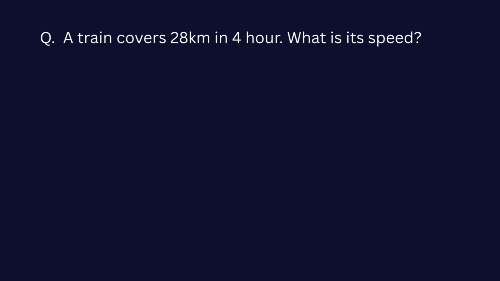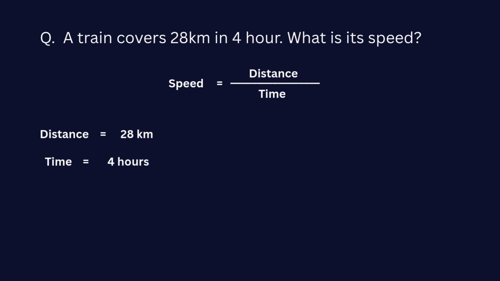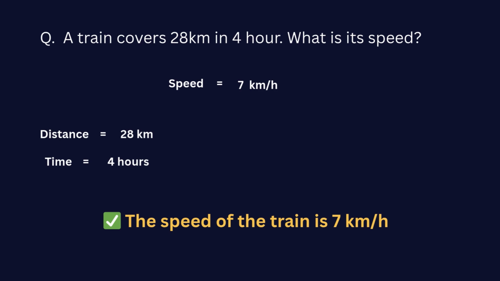In order to solve this question, we will use this formula, which is speed equals distance divided by time. Now from the question, we have our distance, which is 28 km, and time equal to 4 hours. If I plug these values into our formula, we would have speed equals 28 divided by 4. If I do the division, I get 7 km per hour. So the train is traveling at a speed of 7 km per hour.